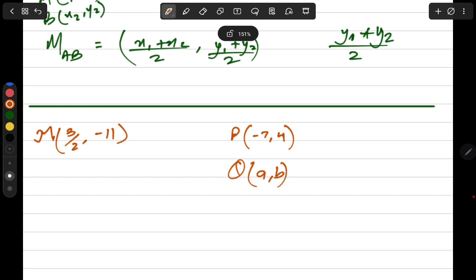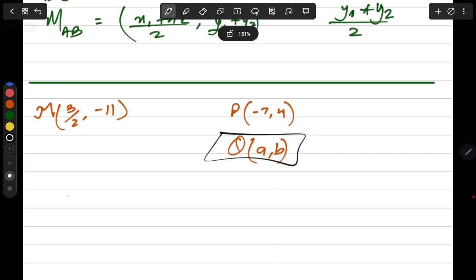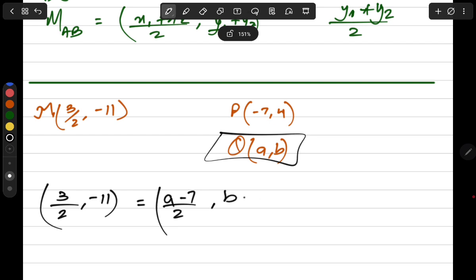Now solve. If I have to find the values of A and B, all I have to do is apply the formula. So the midpoint is going to be (3/2, -11) is equal to x1 plus x2, which is (A - 7)/2, and y1 plus y2, which is (B + 4)/2. And now I just need to compare.